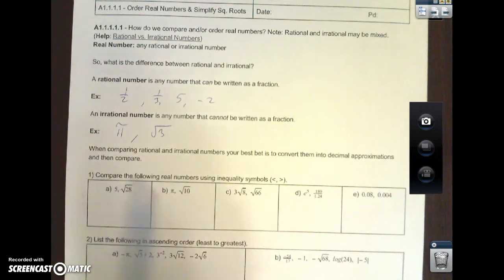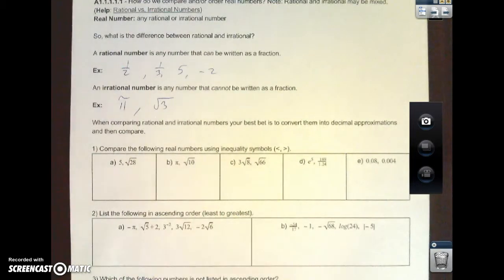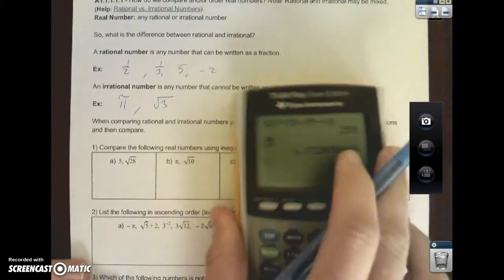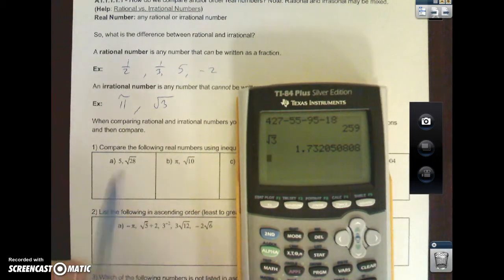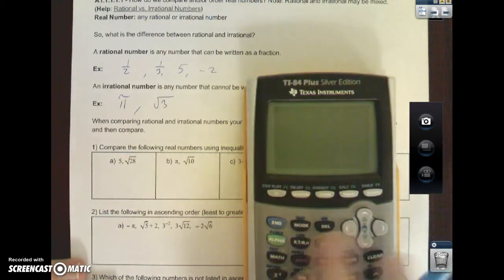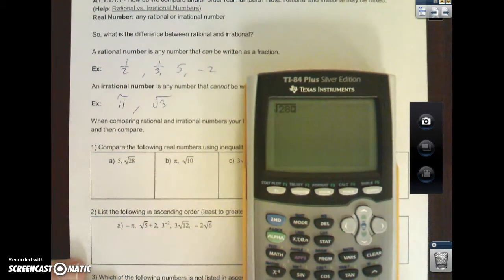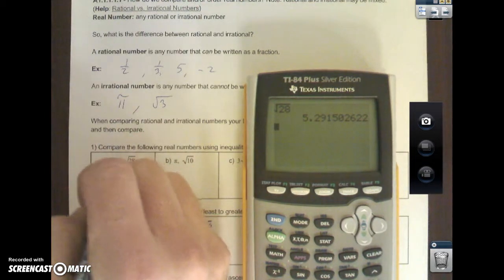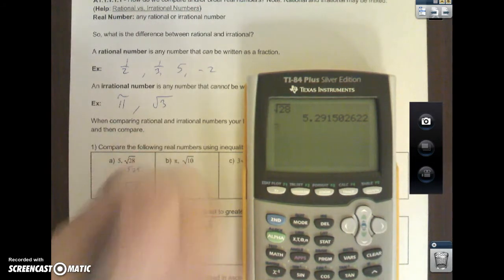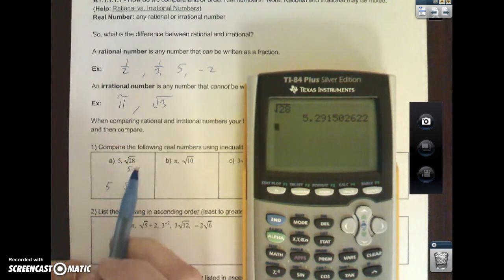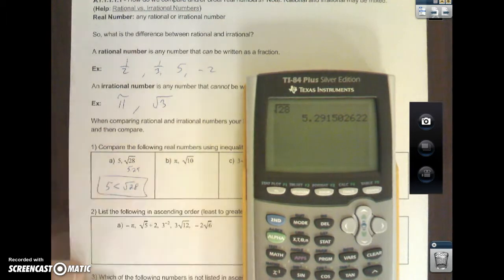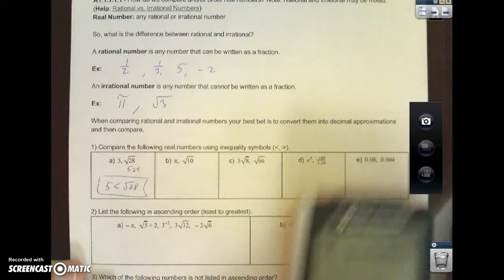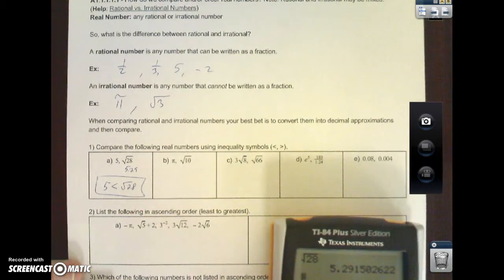So compare the following real numbers using inequality symbols, less than, greater than. For number 1, part A, 5 is good. Square root of 28. Again, you have your calculator here. We can do second square root, 28, and we get 5.29. So if I had to compare these two, which one would be bigger? Hopefully you guys can see 5.29. This is your tenth and hundredths place. This should be bigger. You're in good shape. Let's do one more of these, and I can let you guys work on the rest of them.